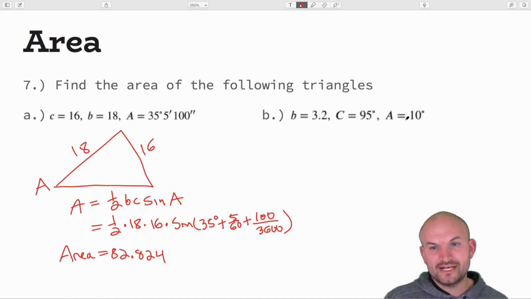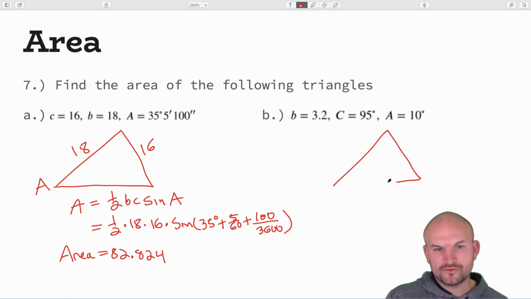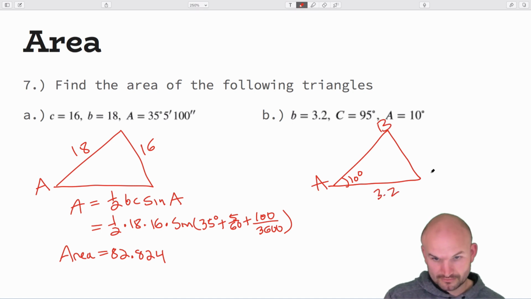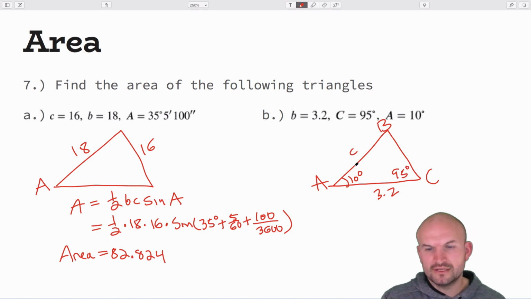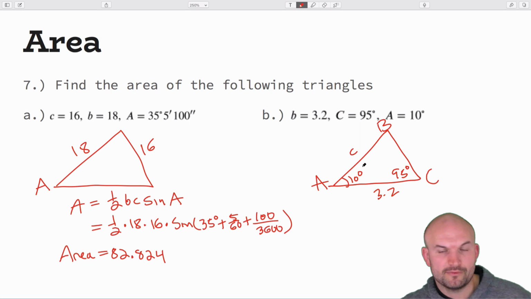For the next example, I noticed that I have two angles. Well, that's kind of an issue because I need to have two side lengths and one angle. So I'll draw my triangle. Here's 10 degrees. Let's call this big B. This will be little b. And let's call this big C. And therefore, I need to find little c.